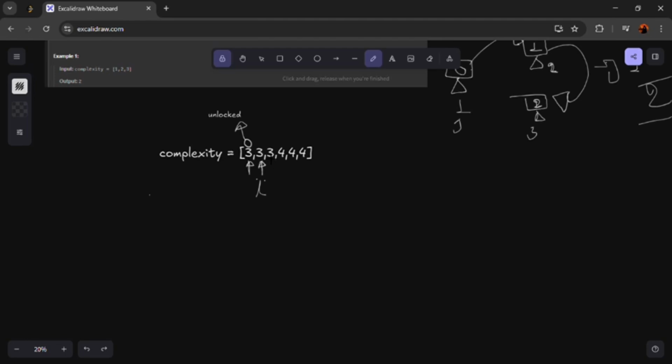Because there is no such computer which is less than 3, and also that computer must be unlocked, but there is no computer which is less than 3, so unlock की तो बात ही दूर रही. Okay, so we have to return 0 in this case. Okay, I hope you understood. Now let's take modification of this example. Okay, return 0.